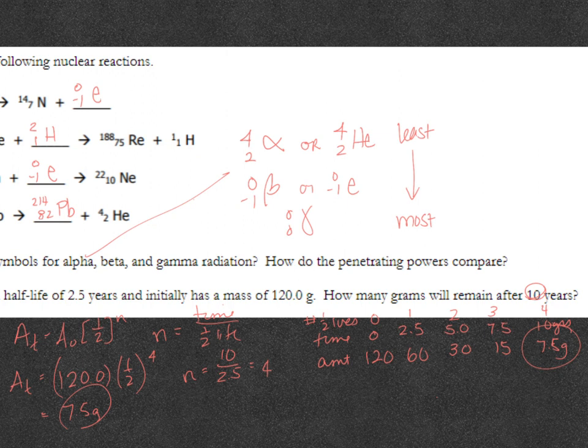The chart only works if you have an even number of half-lives. If you have a decimal number of half-lives, you have to use the formula. Don't forget, it's crucial that you put 0 at the time and 0 at half-lives if you're using the chart.